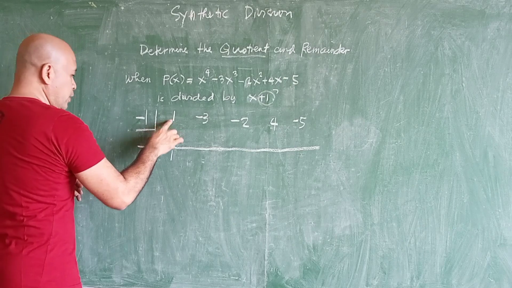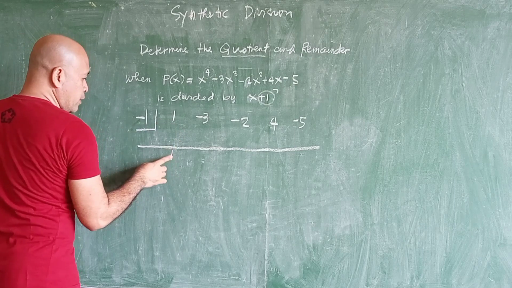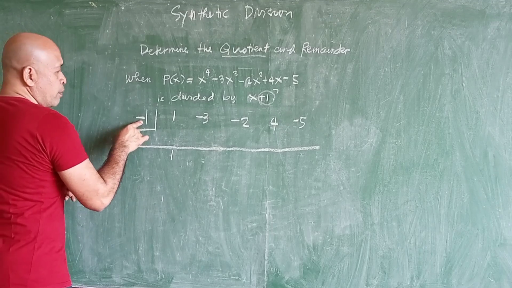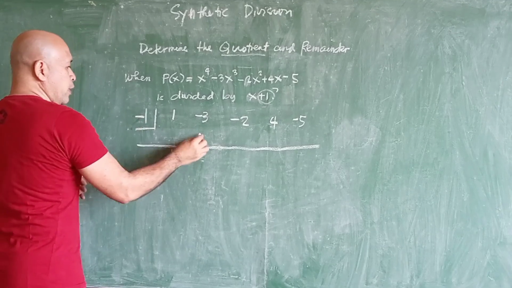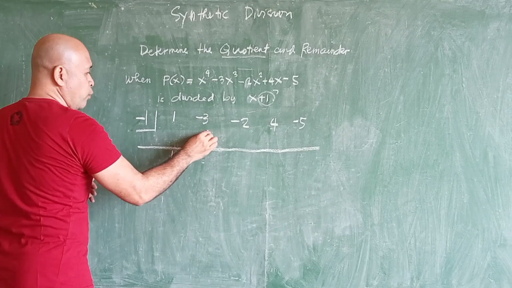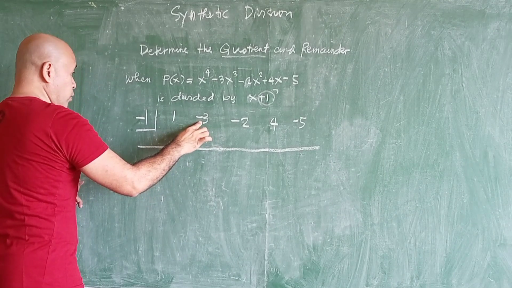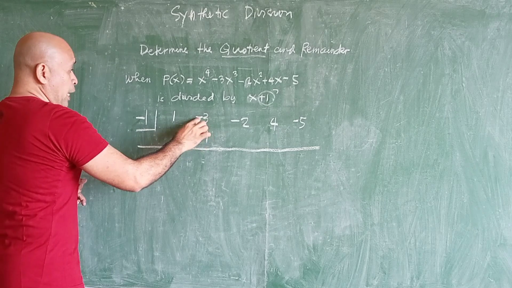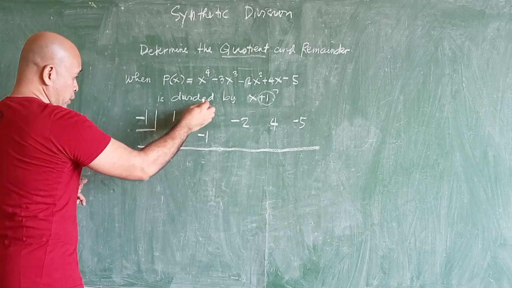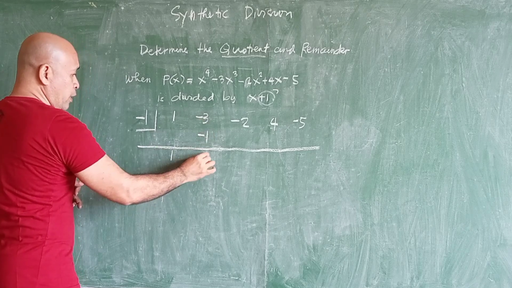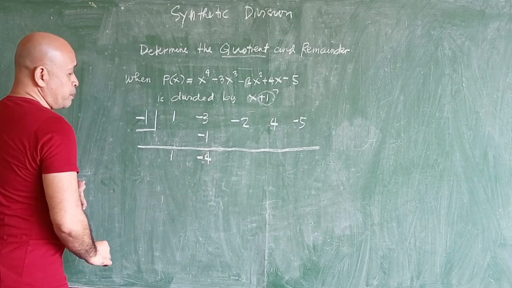Okay, so bring down 1, and then after that, multiply 1 by negative 1. The result is negative 1, and you place negative 1 here under the second numerical coefficient. Then add negative 3 and negative 1. When you get their sum, just bring down the common sign, and the answer is negative 4.